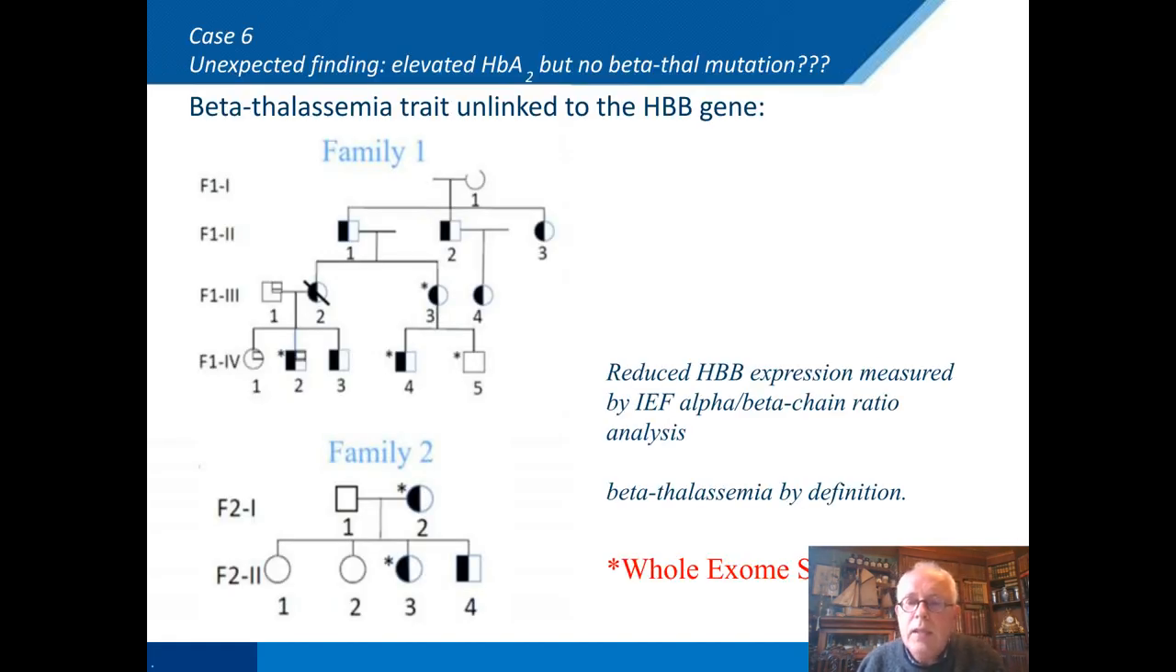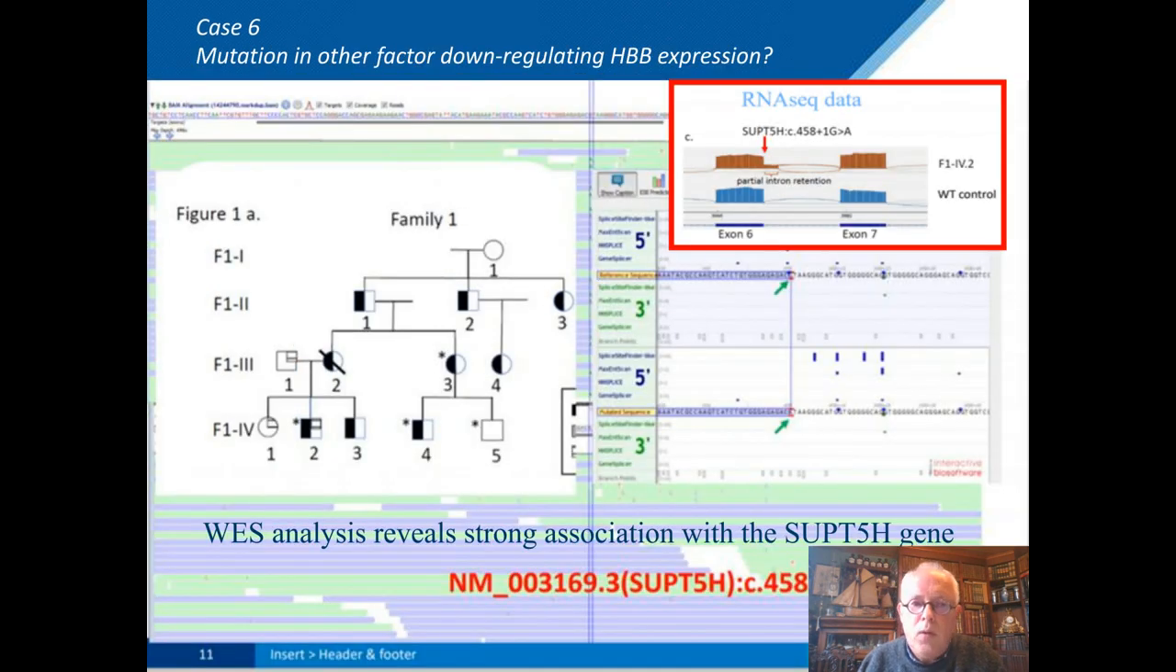In this case, case 6, the beta thalassemia trait seen in these persons in this family have an elevated A2, a microcytic hypochromic anemia. However, there is no mutation found in the beta gene. So we have looked at the alpha-beta chain synthesis ratio, and that was disturbed in one of the family members. So it is a true beta thalassemia according to the definition, but there is no mutation in the beta gene. Moreover, from whole exome sequencing, we also found that there was no correlation with the beta globin gene cluster.